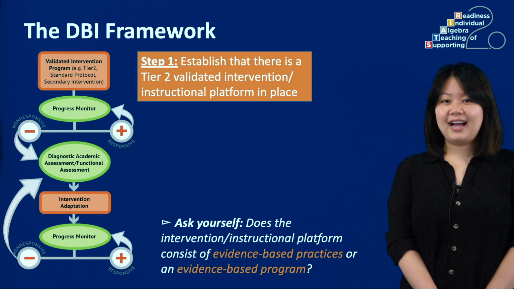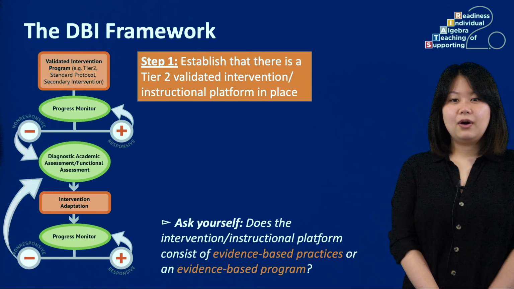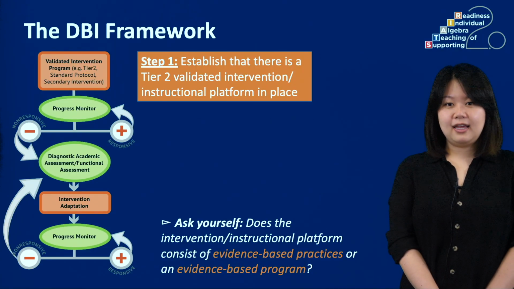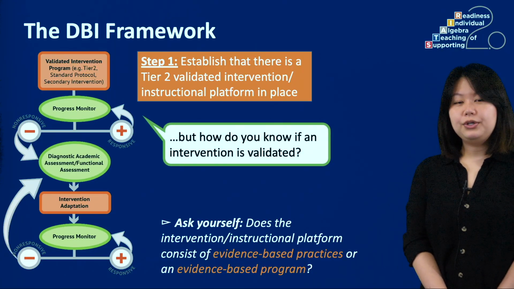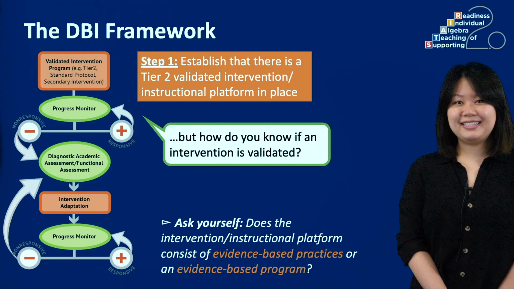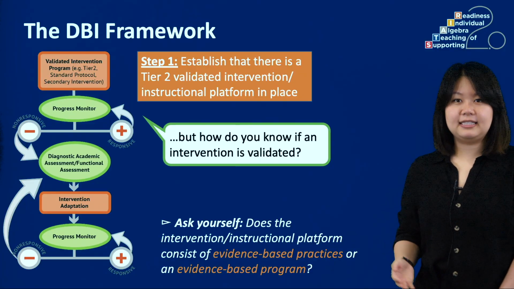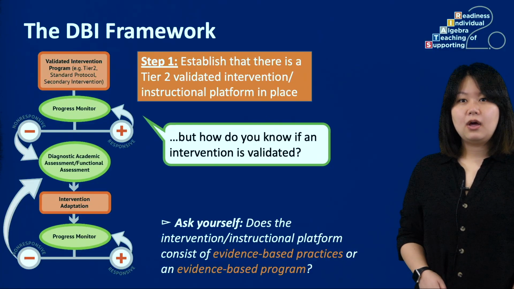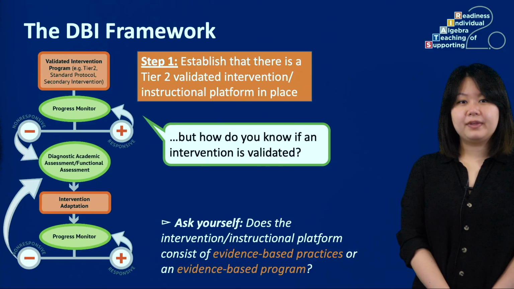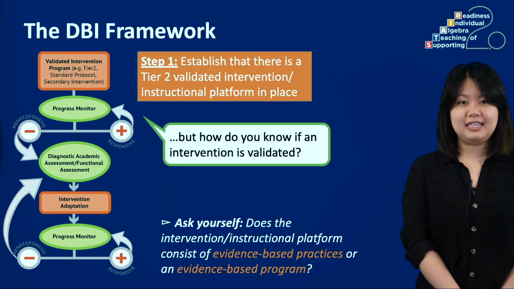Step one of DBI is to establish that there is a Tier 2 intervention that's validated or instructional platform in place. And you might be wondering, how do you know if an intervention is indeed validated? To determine this, start by asking yourself, does the intervention or instructional platform consist of evidence-based practices or an evidence-based program? If so, you are utilizing validated approaches to your intervention and are in a good place to continue with the DBI framework.